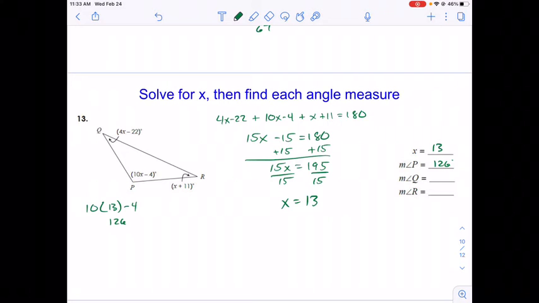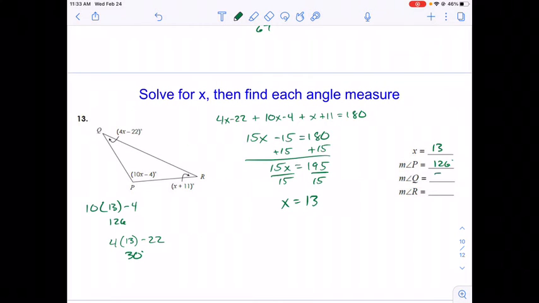And then we're going to do, was it Q? So we're going to get 4 times 13 minus 22. Okay, let's see, that's going to give us 4 times 13, 52, that's what I was thinking. 52 minus 22 is going to give us 30.